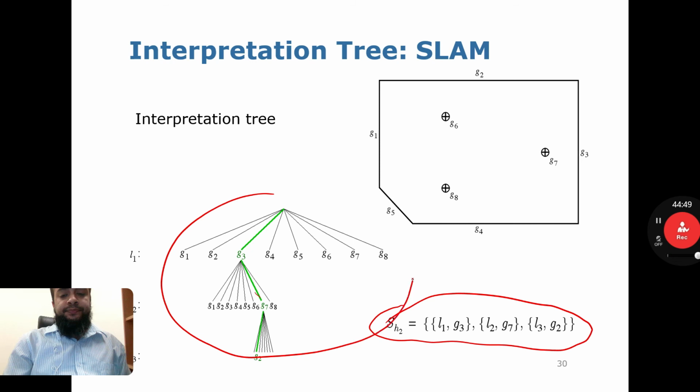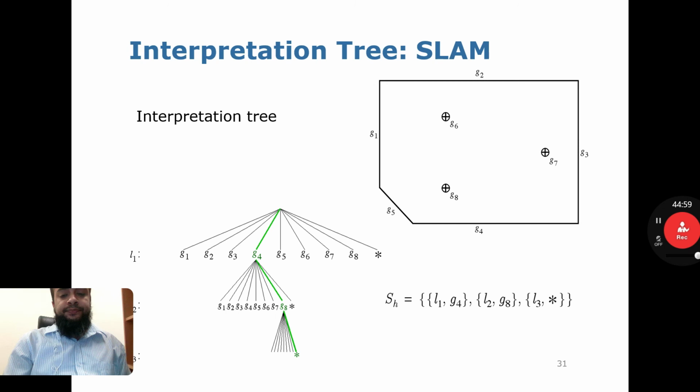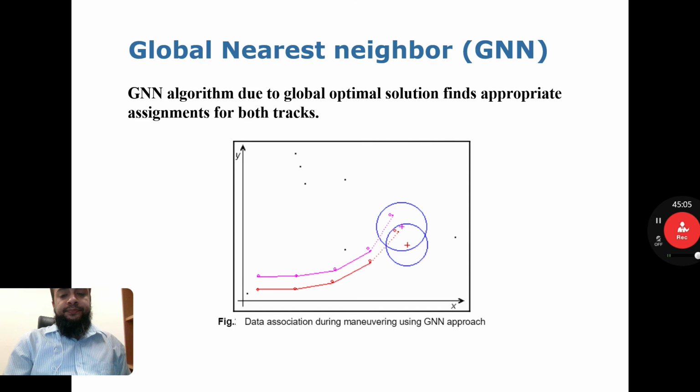In this way, we can calculate the global nearest neighbor filter. This is another example, and this is another example.